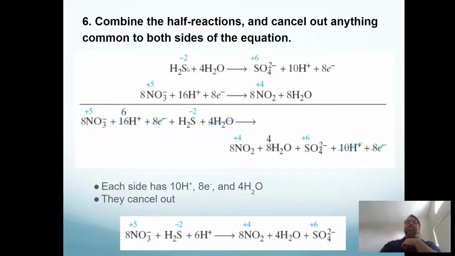So then this is going to end up being this reaction as is. And then this one, we just multiply everything by 8. 8 NO3, 16 H pluses, 8 electrons, 8 NO2, 8 H2O. Okay. Then what we'll do is we'll go ahead and cancel out everything that can be canceled.